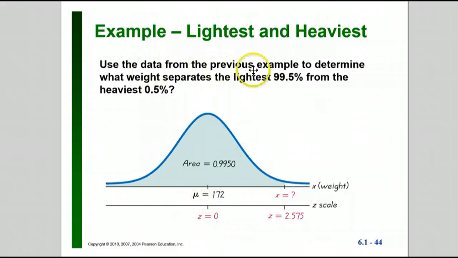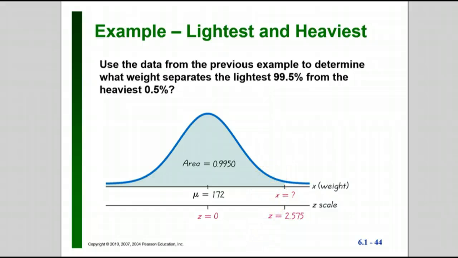172 is the mean, remember that one. And determine what weight separates the lightest 99.5% from the heaviest 0.5%. So this is similar to the last homework set when we were doing the z alpha stuff. This is the upper 0.005 area, the lower 0.9950 area.